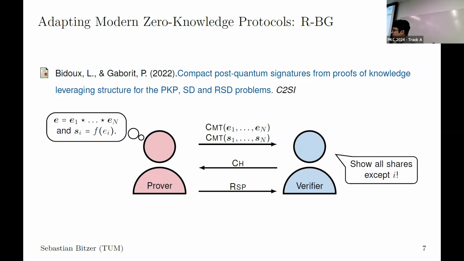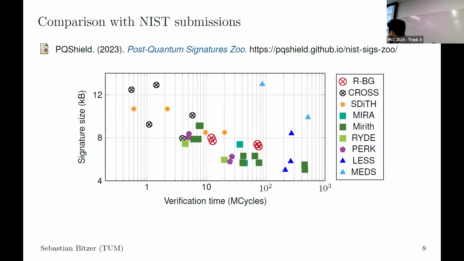Now, the comparison that might be more interesting to you is the one with the NIST submissions. And here we can observe, when we consider the signature size and the verification time, that the signatures obtained via the RBG approach end up in a similar ballpark as those of the other submissions. This might not be surprising to you because most of the code-based candidates also follow the approach of turning a zero-knowledge protocol into a signature via the Fiat-Shamir transform.